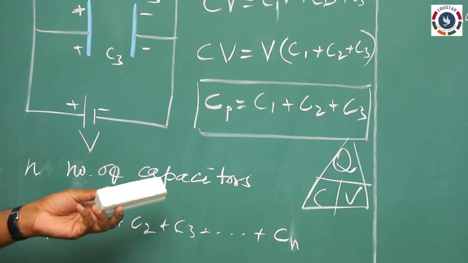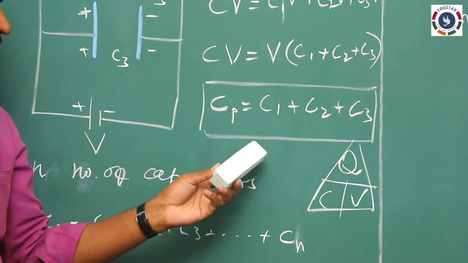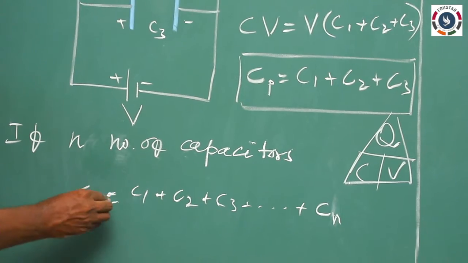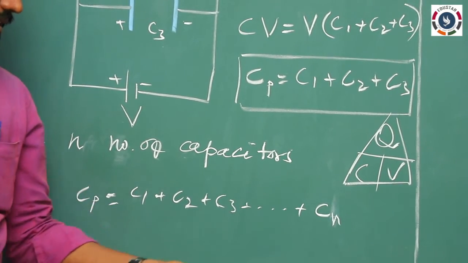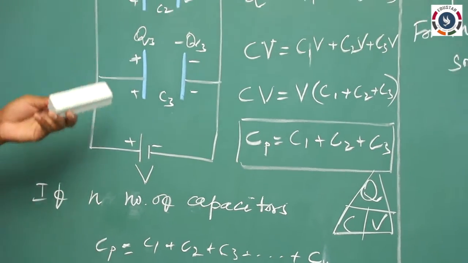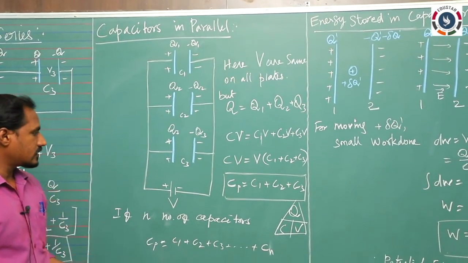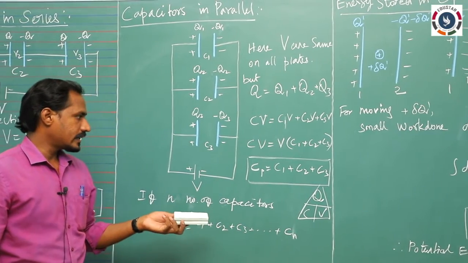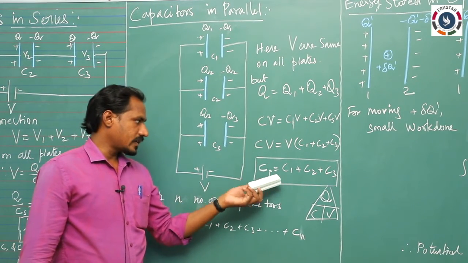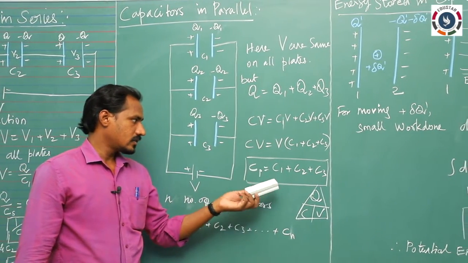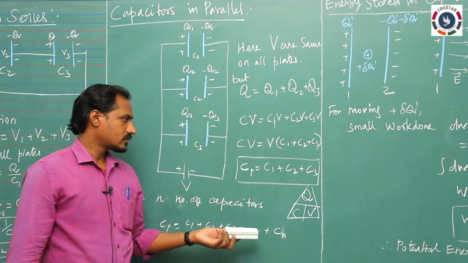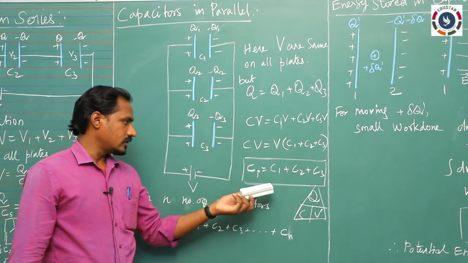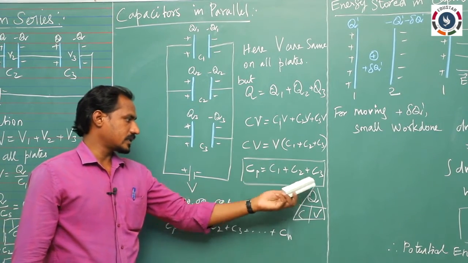So, in order to connect n number of capacitors, the effective capacitance will be Cp equal to C1 plus C2 plus C3 and so on up to Cn. So, in this way we get the formula for the parallel connection. In parallel connection we simply add the individual capacitors, but in the series connection we take the reciprocals. The reciprocal of the effective capacitance will be the sum of the reciprocals of the individual capacitors.